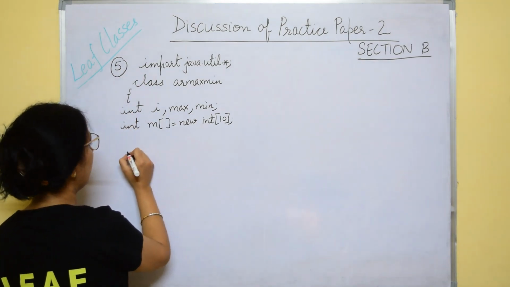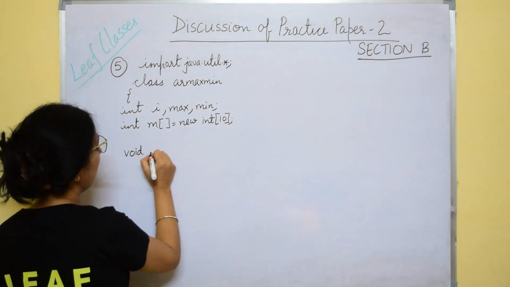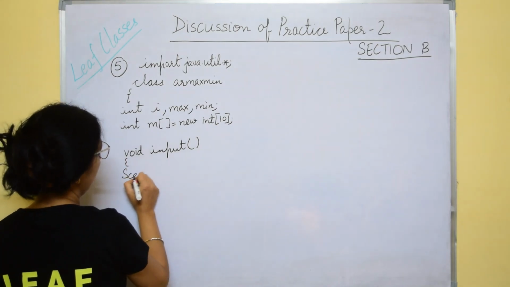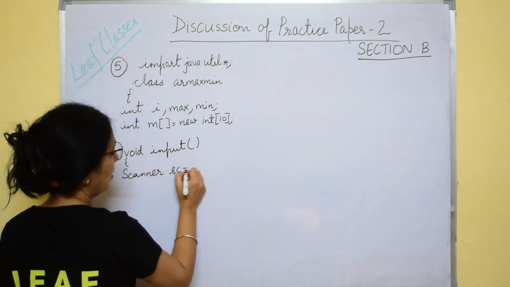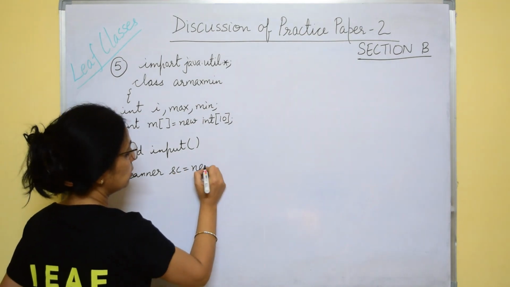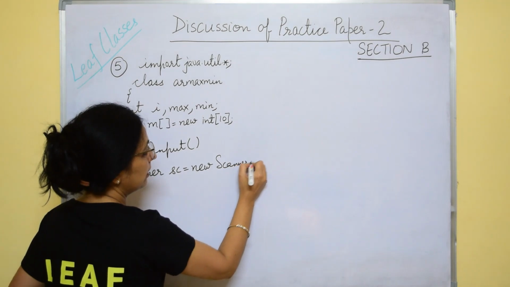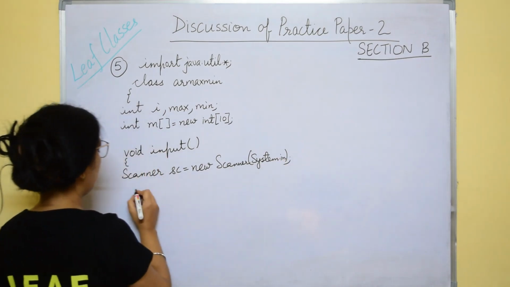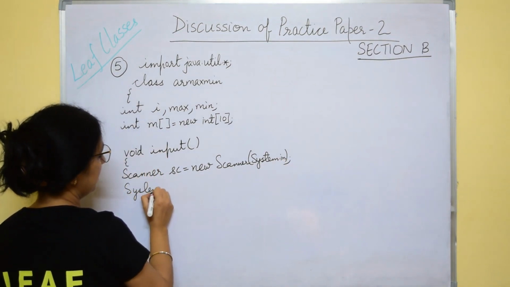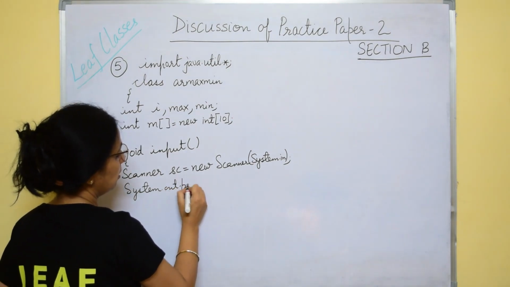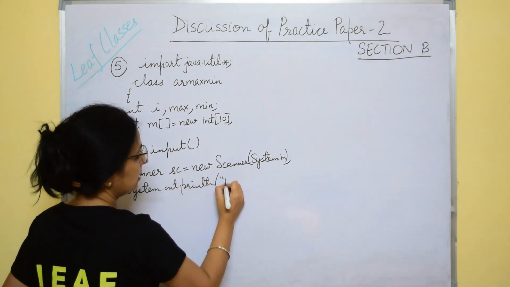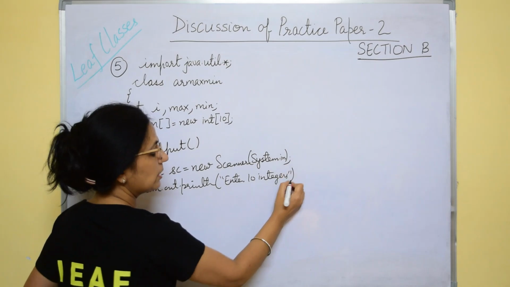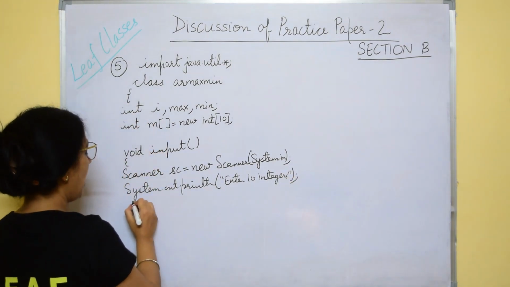Now we begin with writing the first function, that is input function. void input, and in this first we will use scanner object. We'll create scanner object sc = new Scanner(System.in). This is the syntax of creation of scanner object, and then you can display the message System.out.println, enter 10 integers.